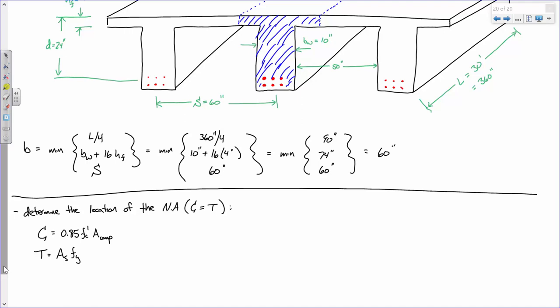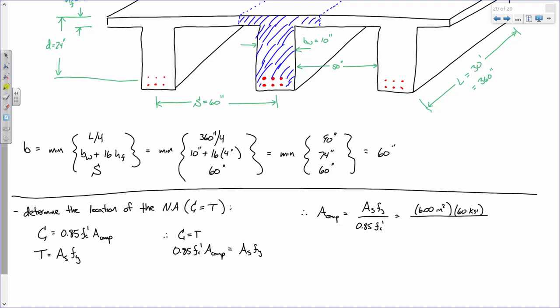So would you agree then that if C equals T, or 0.85 Fc prime times the area in compression equals AsFy, that the area in compression is AsFy over 0.85 Fc prime? Would you agree with that? That's pretty simple, right? So, what was As? And I think we were using normal properties. So what does this come out to be?